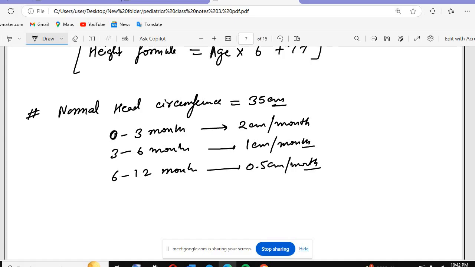If you see more than 35 centimeter, then this is the case of macrocephaly, meaning the head is of big size. So if the head circumference is more than 35 centimeter, we call this a macrocephalic child. Okay.